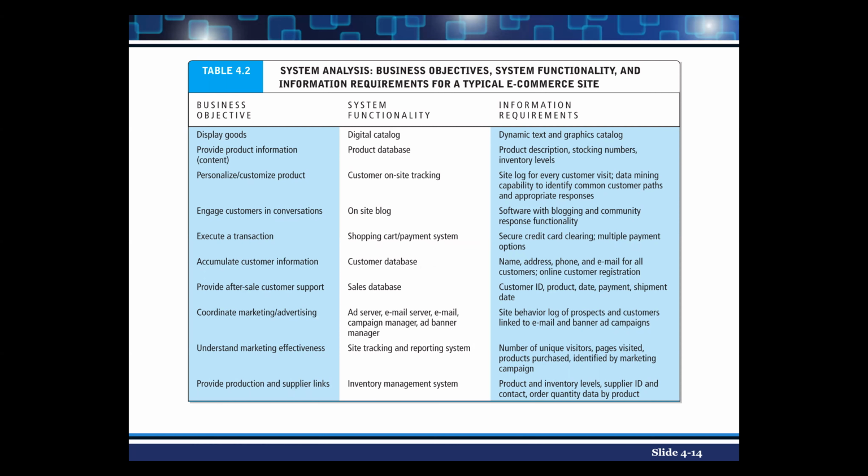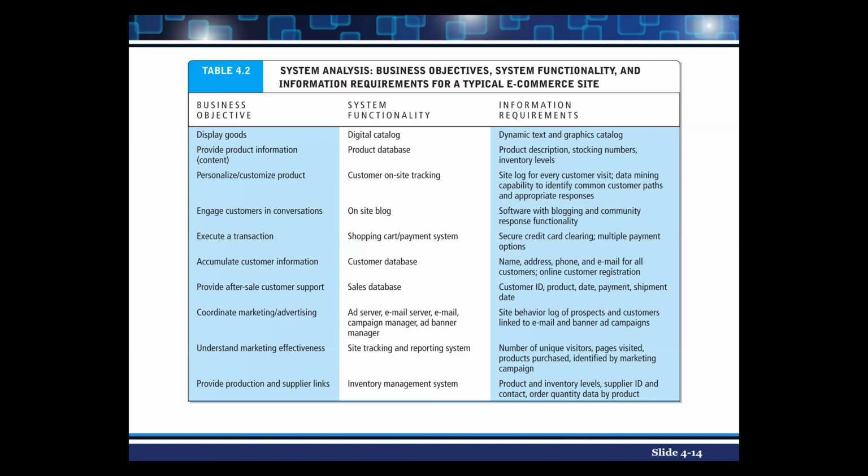This table is for a typical e-commerce site. For example, if your business objective is to display goods, then the system functionality you have to provide is a digital catalog so that it can display goods. And the information requirement: to display a digital catalog, you need a dynamic text and graphics catalog. In terms of content, our business objective is to provide product information. Then the information system needs a product database, and the information requirements for that database are product description, stocking numbers, and inventory level.